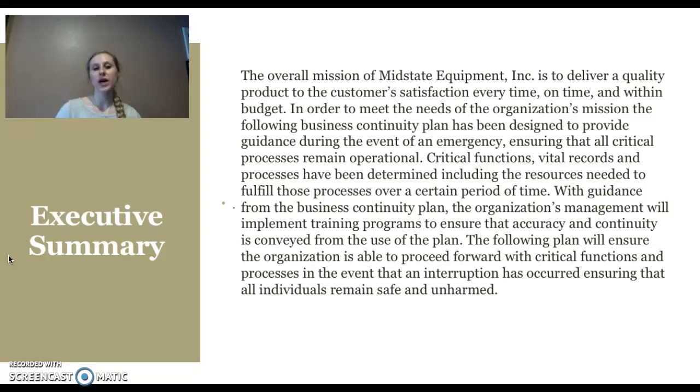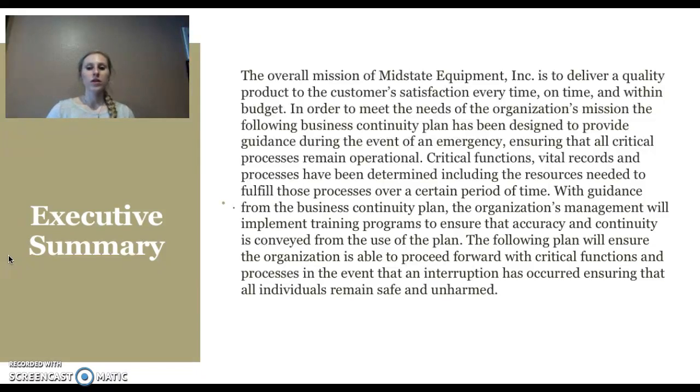I did want to provide you guys with the executive summary and the overall mission of Midstate Equipment. Their mission is to deliver a quality product to the customer's satisfaction every time, on time, and within budget. In order to meet the needs of the organization's mission, the following business continuity plan has been designed to provide guidance during the event of an emergency, ensuring that all critical processes remain operational.